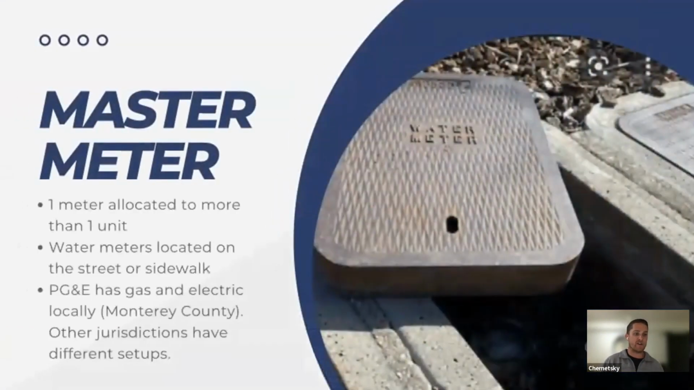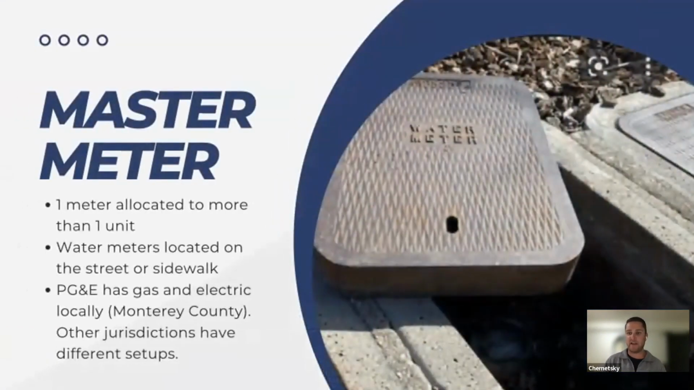So first, I thought it'd be good to discuss what a master meter is. A master water meter specifically is when more than one unit is allocated to that meter. So it's really, really common with older buildings. Anything built before like 1975, 1980 is going to have most likely just one meter assigned to it. So if you have a duplex, triplex, 4 unit building, most of the time you're only going to have 1 meter.